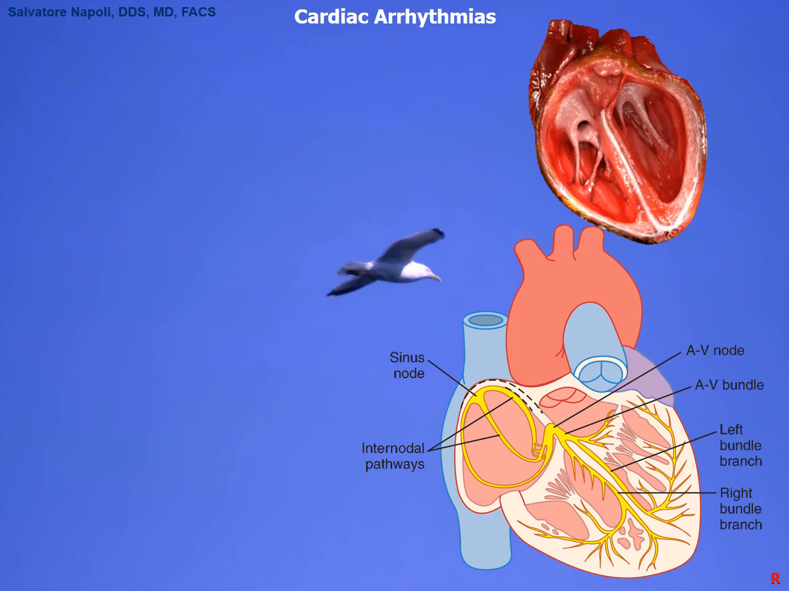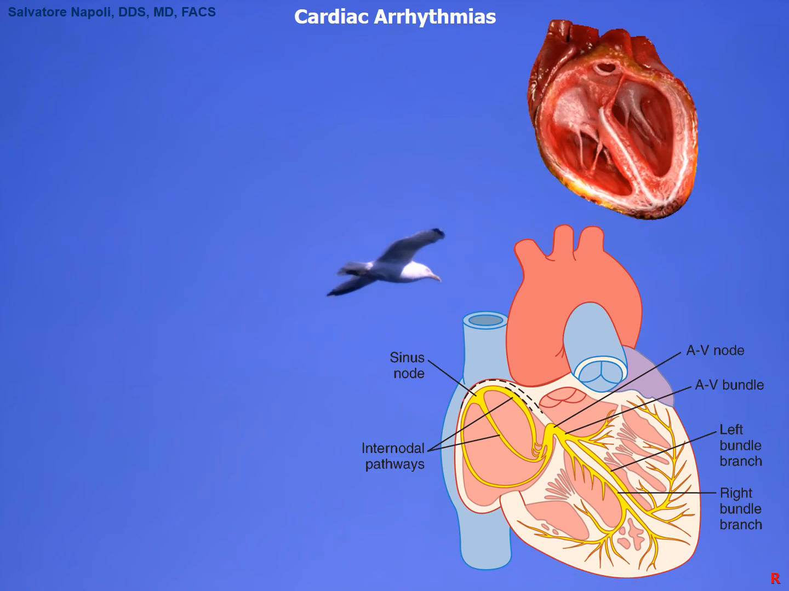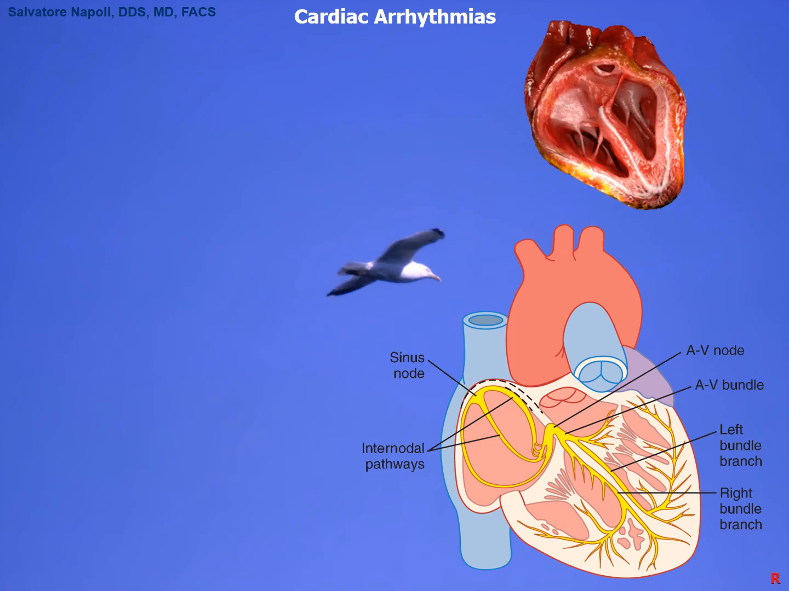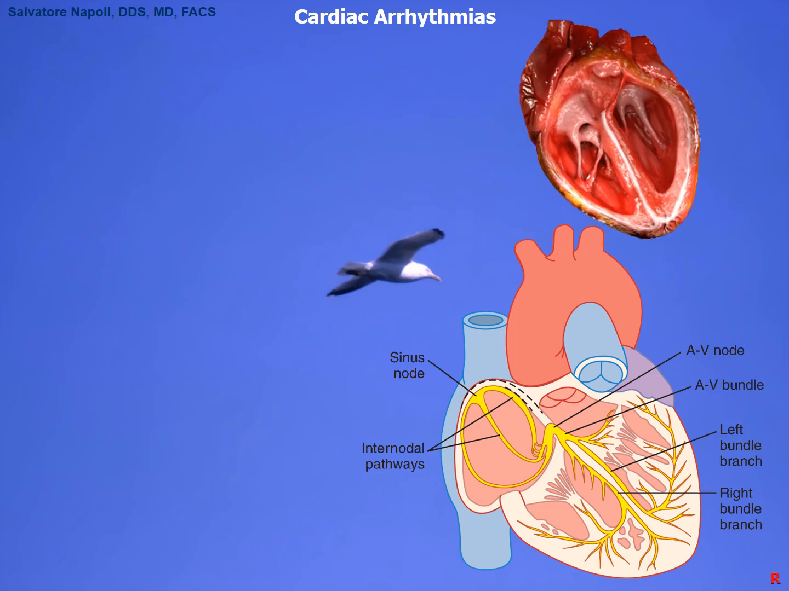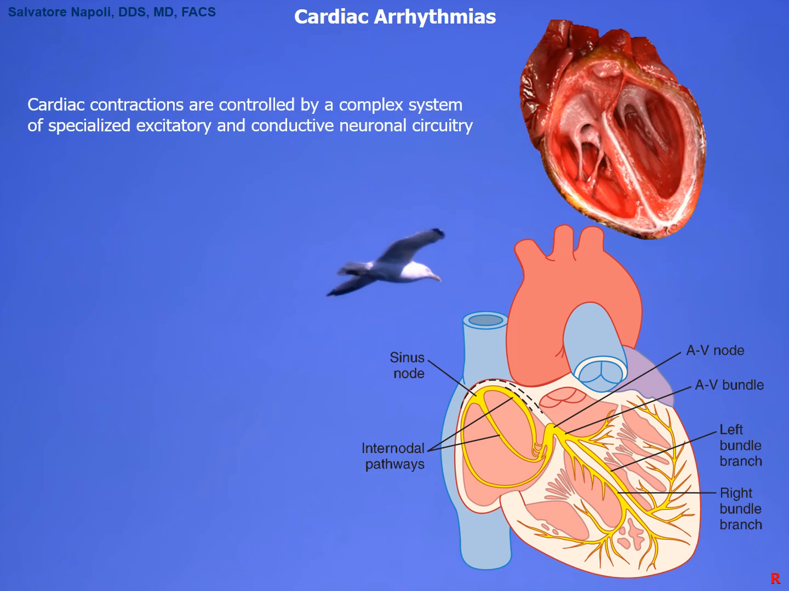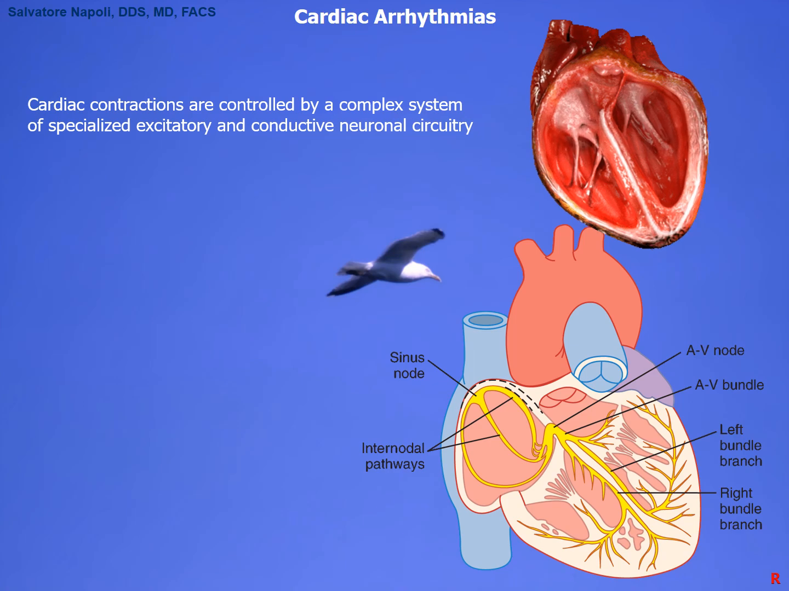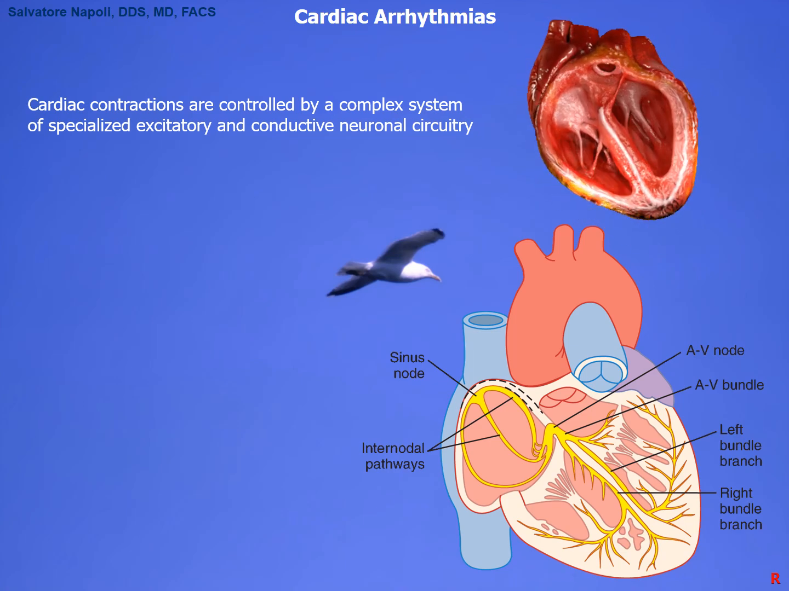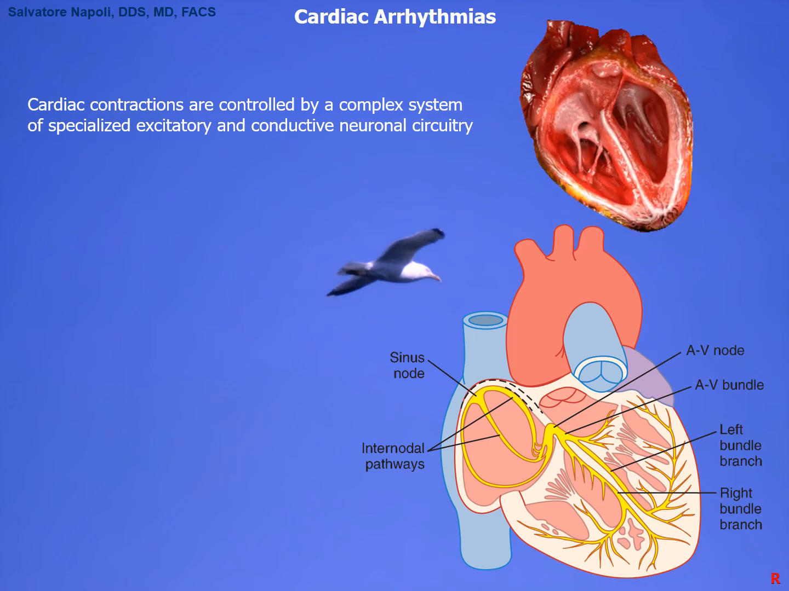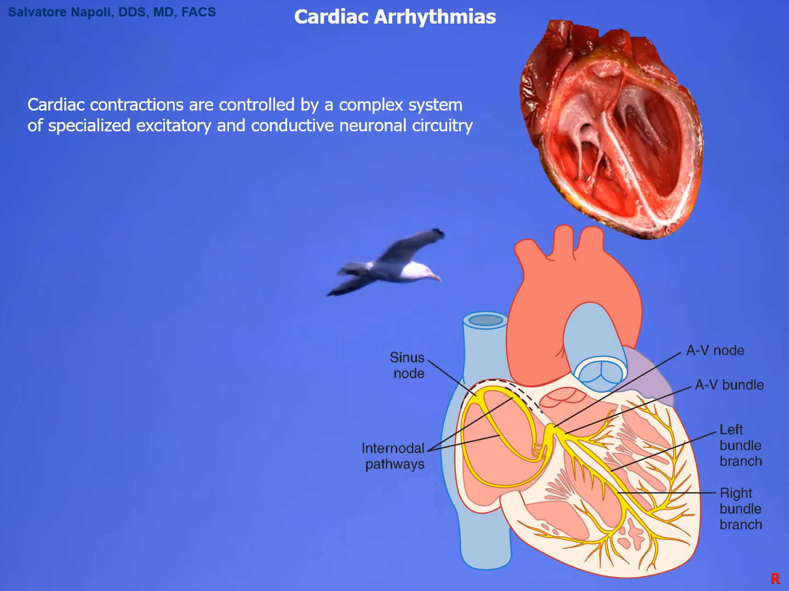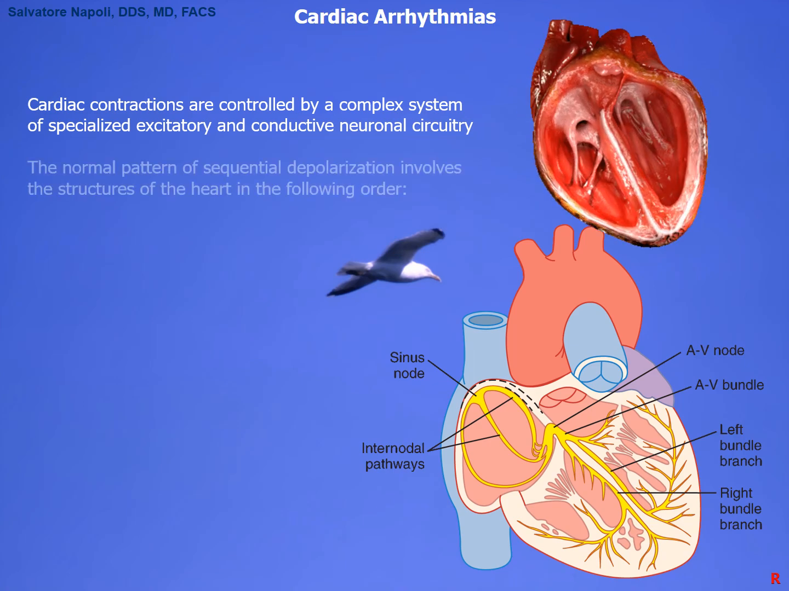Now, the spread of the action potential from cell to cell is rapid, but it's not rapid enough. Also, it would not do for the spread to begin at the top of the heart and then migrate slowly to the bottom of the heart. The entire ventricle must contract at once. To do this, cardiac contraction is controlled by a complex system of specialized excitatory and conductive circuitry, basically superhighways. Now, the action potential and electric discharge does spread circumferentially from the SA node through the atria, but again, there is the superhighway, the faster path of electrical discharge, which follows this pattern.